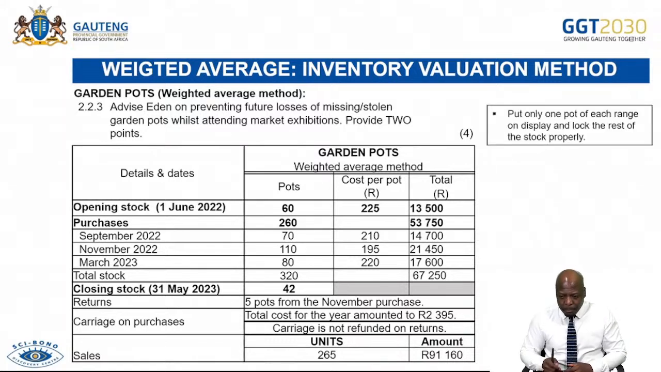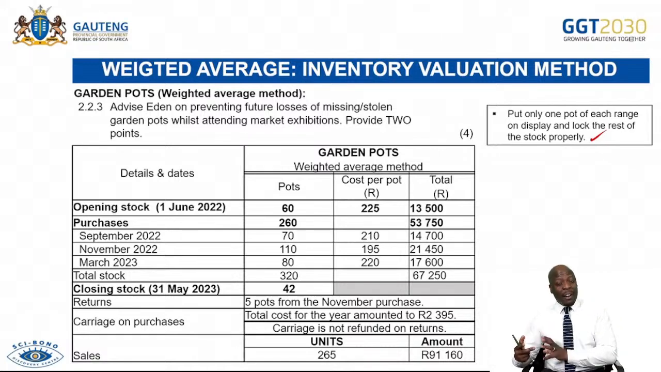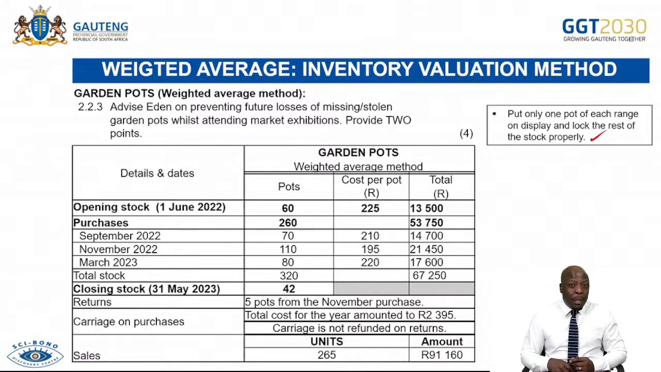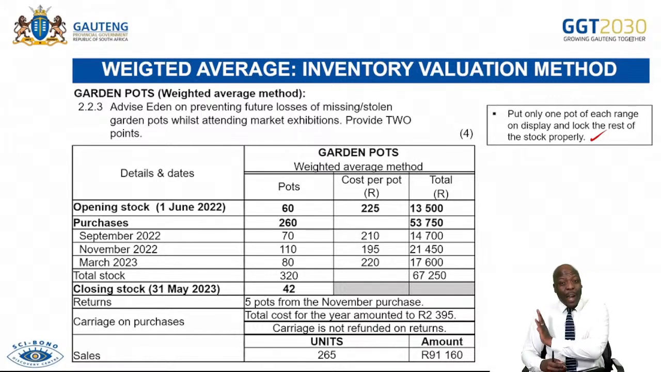Let's see what we can say. Number 1, put only 1 pot of each range on display and lock up the rest of the stock properly. This is very important, that we display only 1 and then we lock up the rest. Can I give you an example? If you go to a shop that sells cell phones, you're not going to find all the cell phones in one big basket like your packet of noodles. The cell phones will be locked off somewhere and you only get one on display. So they're saying put only one pot on display and lock up the rest. That is what we do.